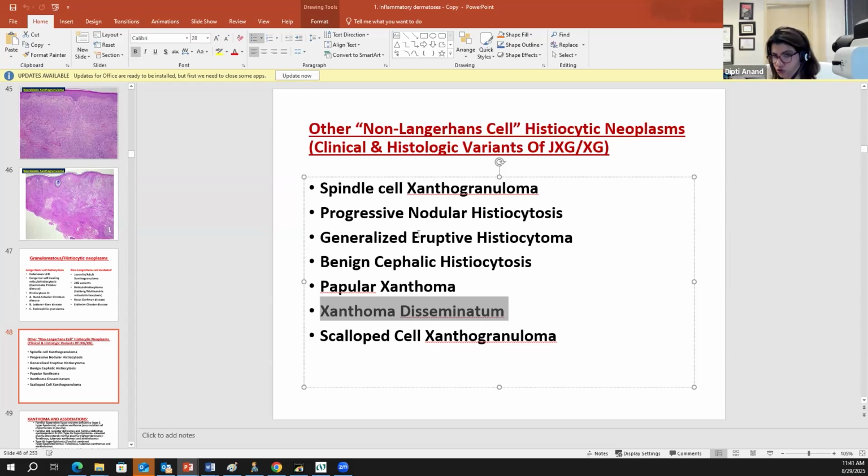For right now, I just want you to remember the names of these and the fact that the histology can look like a xanthogranuloma, and do read about xanthoma disseminatum because that's the most important one.